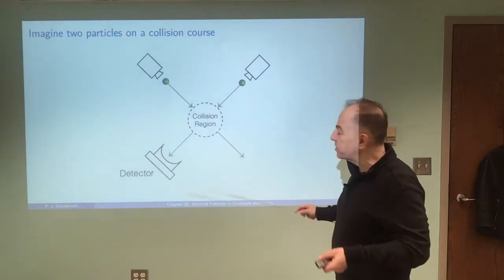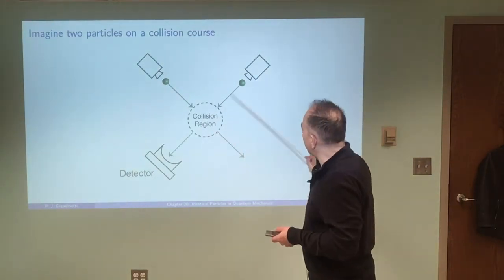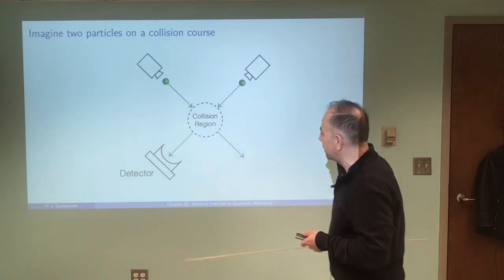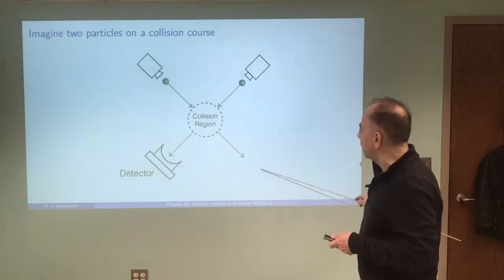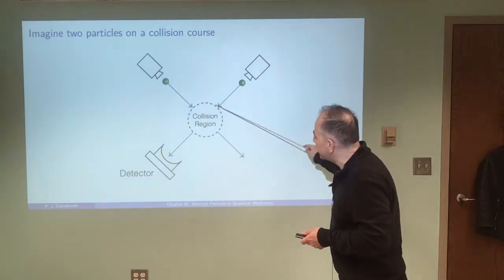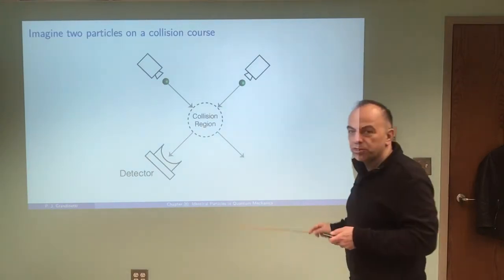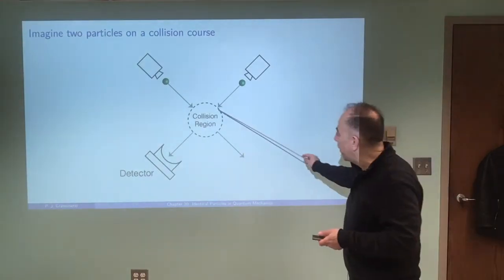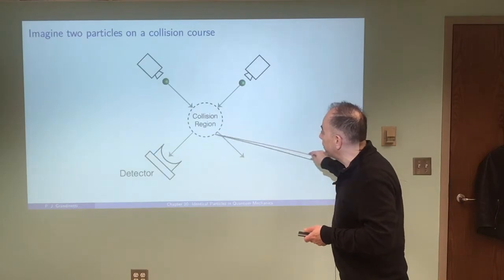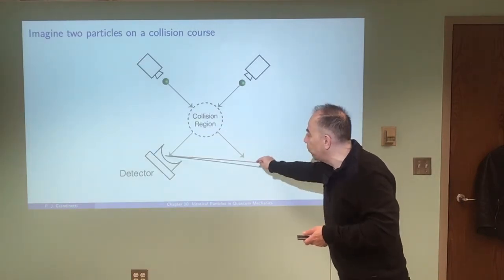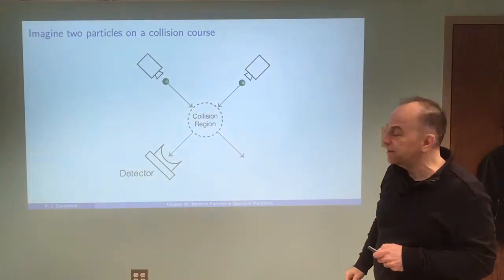Or you can imagine another scenario where maybe they miss each other and this one just goes right through and hits the detector and that one passes through over there. But you can watch what happens as they pass in this collision region, and they're both in this collision region, and you can still watch what happens and see which one goes to the detector and which one doesn't.